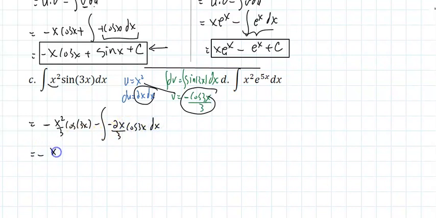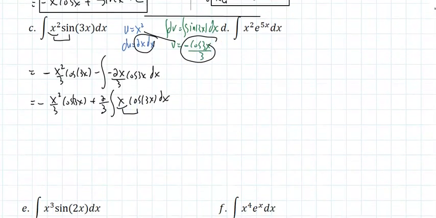I still can't integrate that, but I'll drag the 2/3 up front. But I was dealing with x squared times a trig function. Now I have an x times a trig function. So I'm heading in the right direction. But still I can't figure out what that is, so I need another substitution.